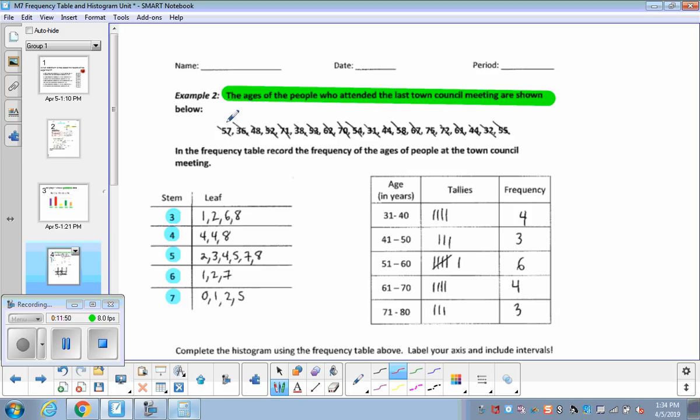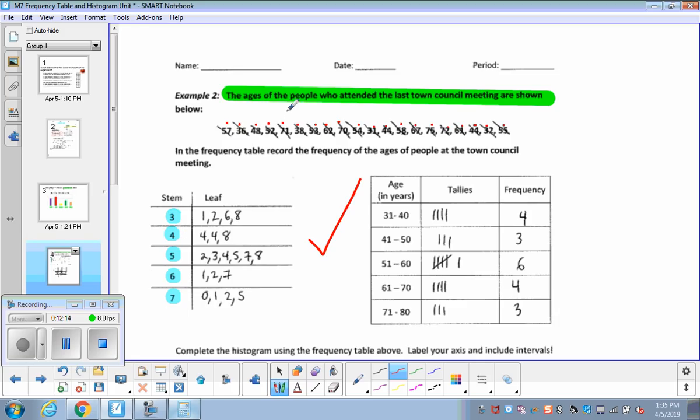counting. I just went through and said, okay, 1, 2, 3, 4, 5, 6, 7, 8, 9, 10, 11, 12, 13, 14, 15, 16, 17, 18, 19, 20. We have 20 numbers here. So I've got all of the numbers in my stem and leaf plot.